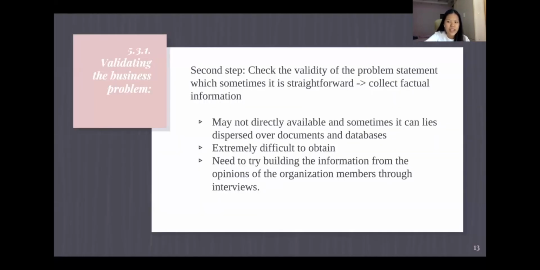And secondly, after considering the type of problem, we will check the validity of the problem statement, which sometimes is straightforward. After that, we will collect factual information. Sometimes this may not be directly available, and sometimes it can lie dispersed over documents and databases. In some cases, it is extremely difficult to obtain factual information to validate the problem. We will need to try building the information from the opinions of organization members through interviews.